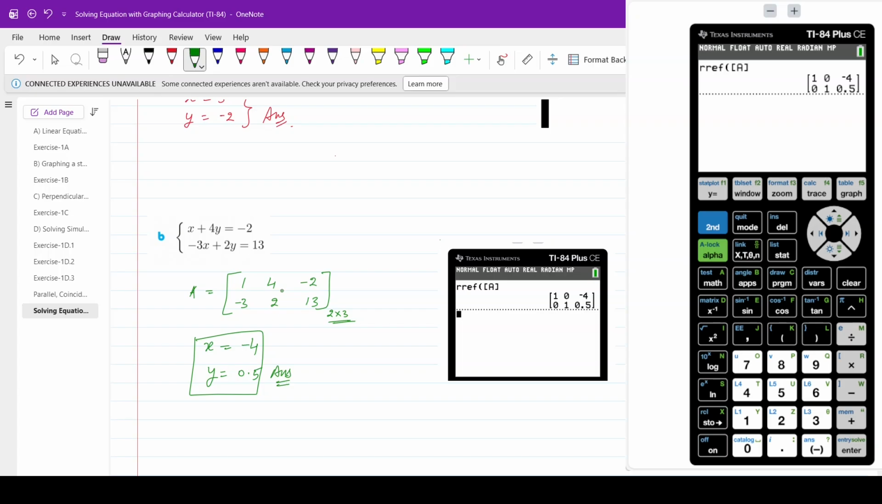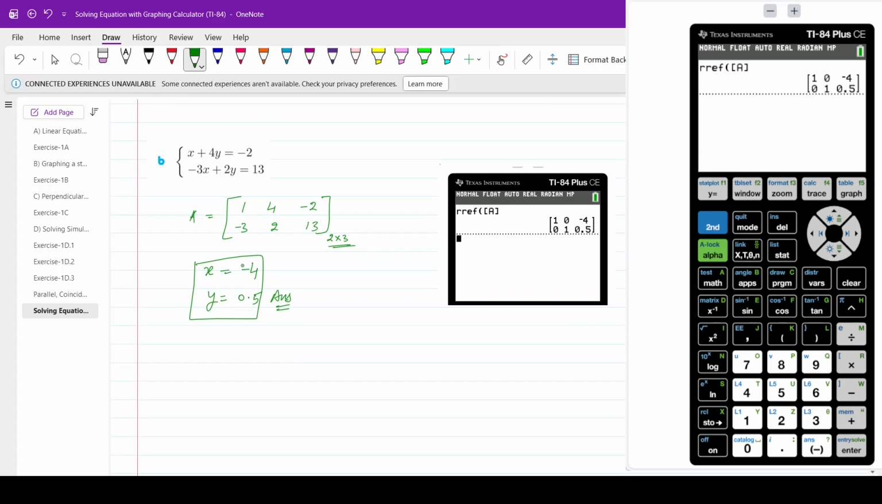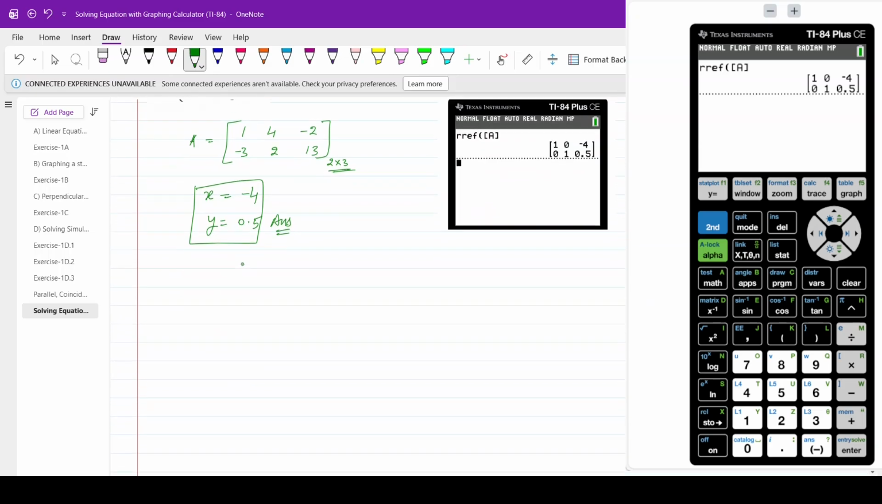So all equations can be solved in the same manner, given that the equation is present in the form a1x plus b1y is equal to d1 and a2x plus b2y is equal to d2. If we have our equation in this form, we can use this method to solve the equations for x and y using the graphing calculator.